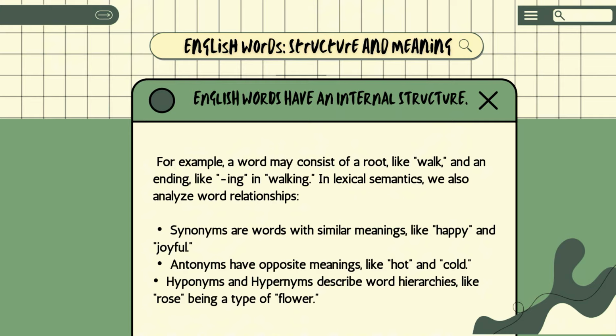In lexical semantics, we also analyze word relationships. First, synonyms are words with similar meaning, like happy and joyful. Second, antonyms have opposite meanings, like hot and cold. Third, hyponyms and hypernyms describe word hierarchies, like rose being a type of flower. Words can also combine into familiar phrases called idioms, such as set about, meaning to start a task.